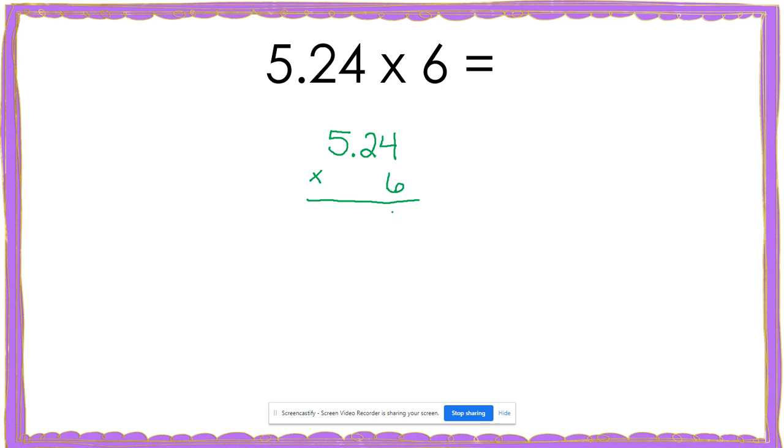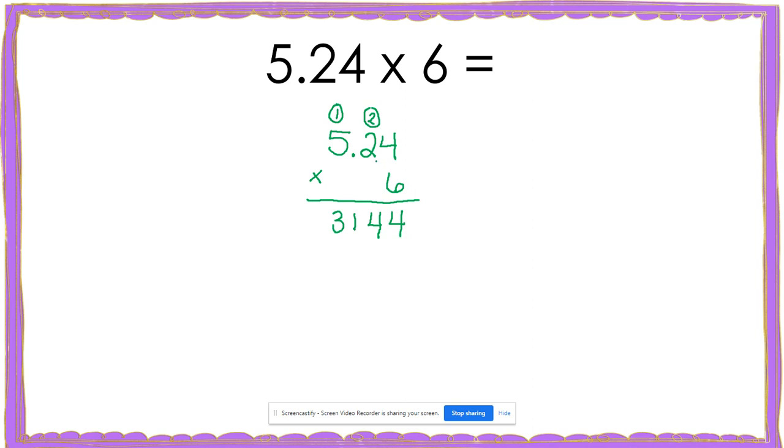6 times 4 is 24, so I'll write my 4 and carry my 2. 6 times 2 is 12, and then I must add this 2, so 12 plus 2 is 14. I write my 4 and carry my 1. 6 times 5 is 30, and then I add this 1, so 30 plus 1 is 31.